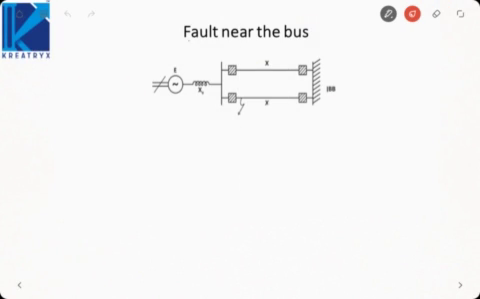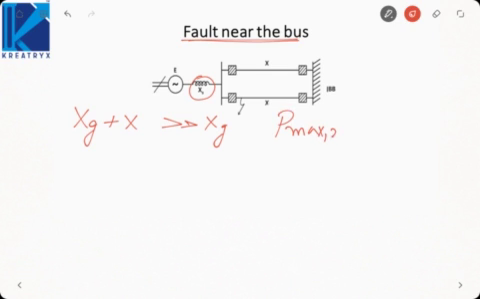Next, let us consider when the fault occurs near the bus in case of a parallel line. Earlier, when the fault was occurring near the bus, there was only a single transmission line, but now there are two lines. Again, the reactance up to the fault is xg. Reactance up to the load is xg plus x. We will again consider that the entire current flows into the fault, due to which power transfer during the fault is 0.